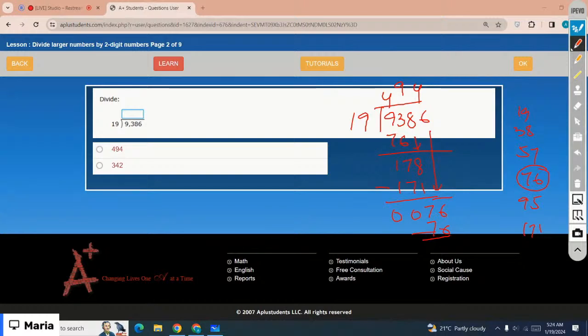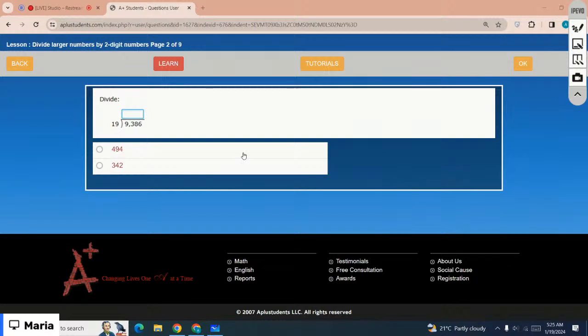Okay, that's good if you are not guessing, but if you are guessing, this isn't good, right? Because you can guess now, but later you forgot how to do them. So that is 494.